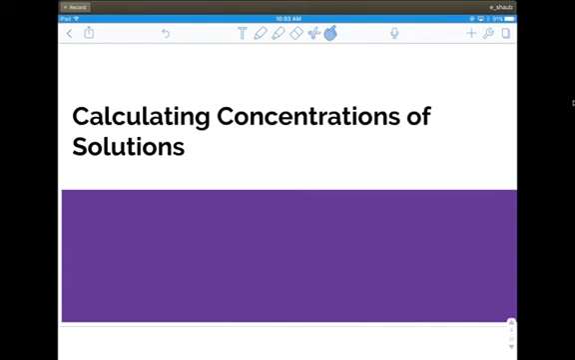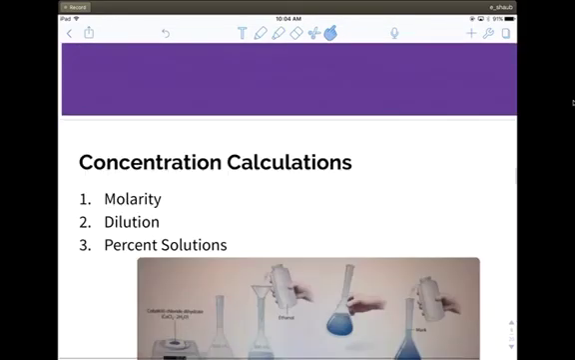Okay, welcome back to part 2 of solution chemistry. This is where you will need a calculator, and we're going to be talking about just the main calculations that most chemists use in a lot of different chemistry applications.